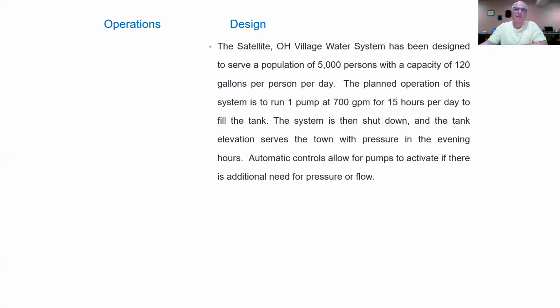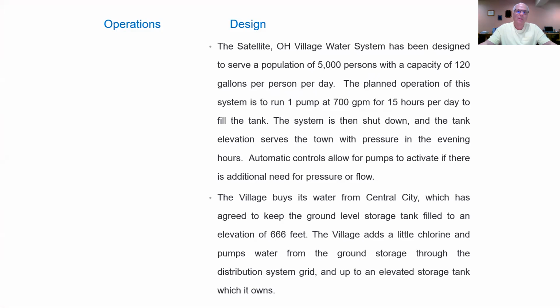We were designed to serve 5,000 people with 120 gallons per capita per day. And the planned operation of this system was to run one pump at 700 gallons per minute for 15 hours per day. We would fill up the tank, and then in the evening we would shut down the pumps, and the tanks would fill the system up for anybody that needed it. Then in the morning we'd get up and start it all over again.